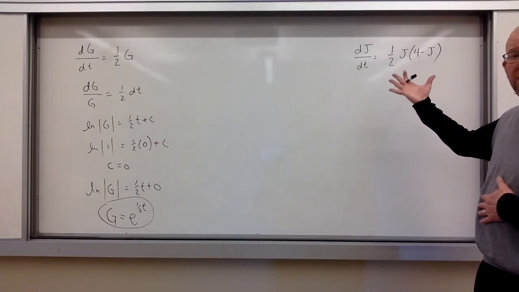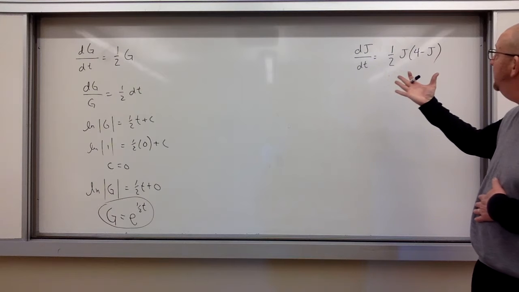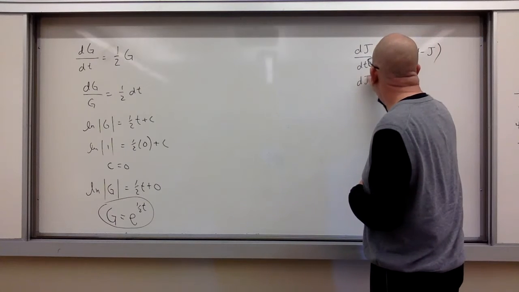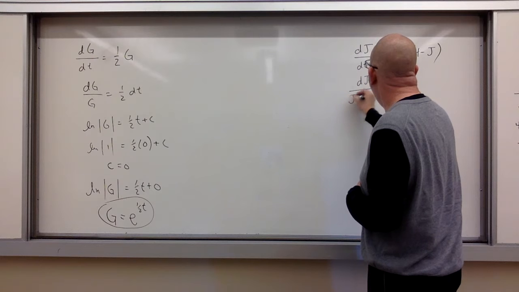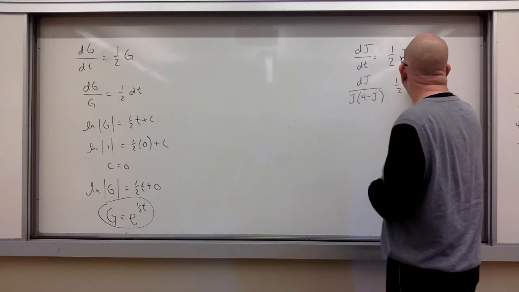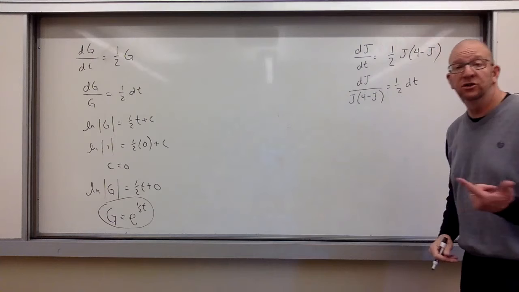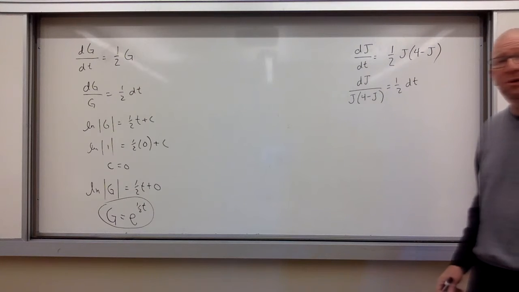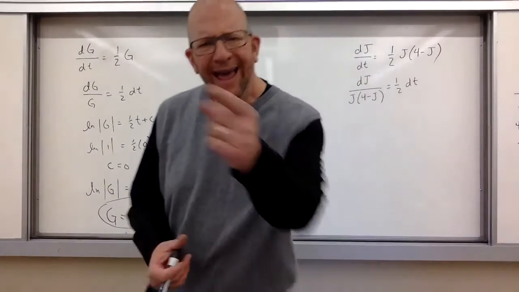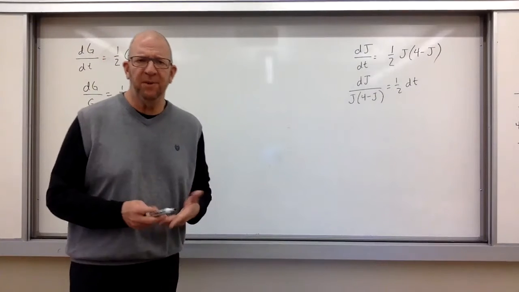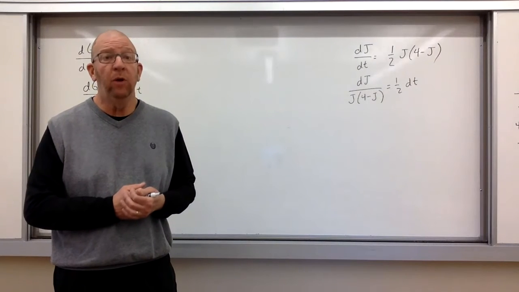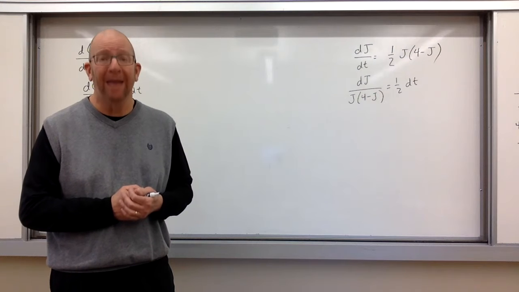Again, here's a nice looking differential equation. We're going to separate: dj over j times 4 minus j equals 1/2 dt. There's your separate point. How about your integrate point? Oh boy, here we go again. I don't know about you. Does it seem like we've done partial fractions at least twice already in these 6 problems? Well, guess what? We're going to do it again.